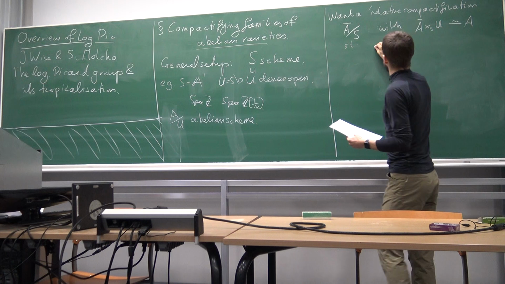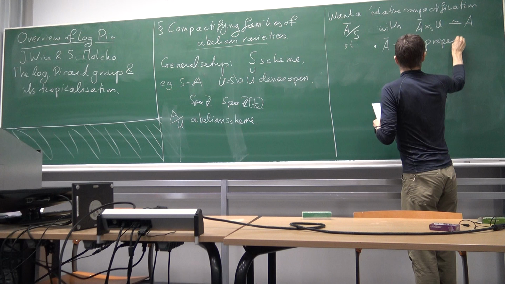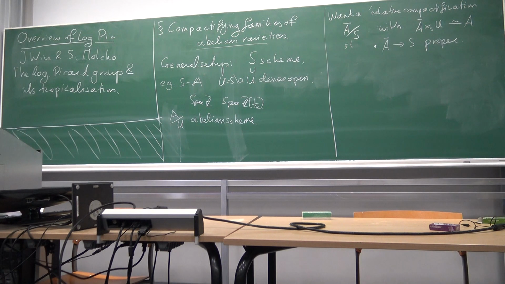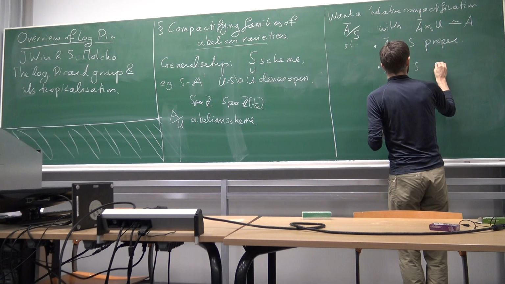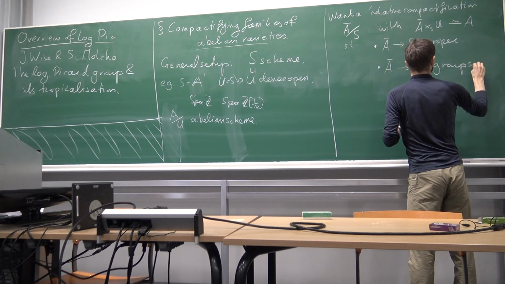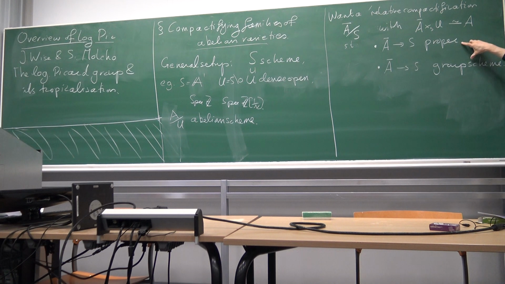Ideally we'd like A bar to S to be proper. I mean, otherwise, that's what the word compactification means, right? That we want something to be proper. And we also really like this A bar over S to be a group scheme. It's really the combination of these two conditions which gives us all the trouble. If you relax either one of them, it's in general pretty easy to construct such an A bar.